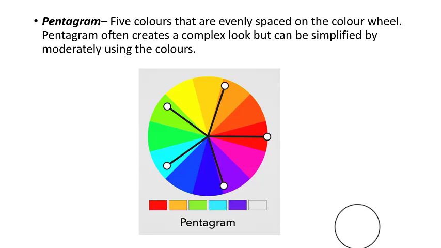Alright, then the last of the color harmonies is pentagram. It's five colors that are evenly spaced on the color wheel. Pentagram often creates a complex look, but can be simplified by moderately using the colors. So when you evenly use these colors in your design, most of the time it creates a very complex look, but you have to moderate the colors when you are using them, and that's going to give you a good harmonious look.